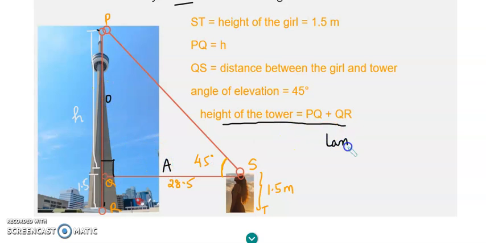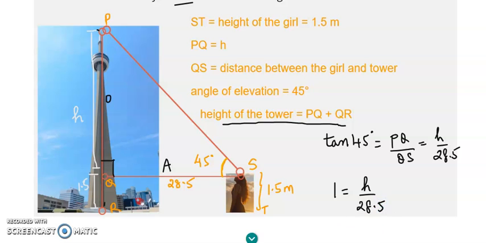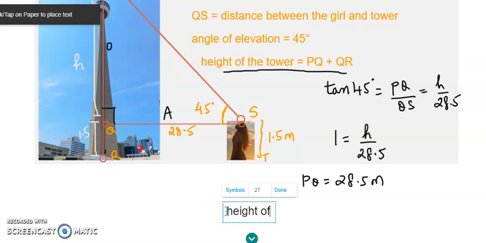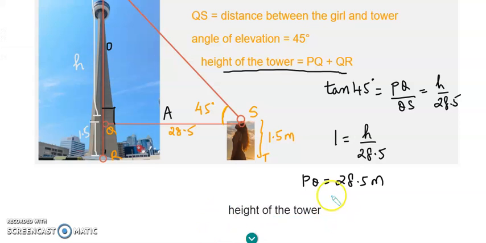So I'll say tan 45 is equal to PQ upon QS, which is H upon 28.5. 1 equal to H upon 28.5, right? So my PQ is coming out to be 28.5 meter. So height of the tower is equal to, I have to add the PQ and the QR. PQ is 28.5 and QR is 1.5, which is equal to 30 meter.